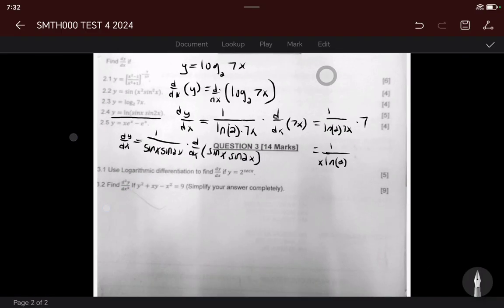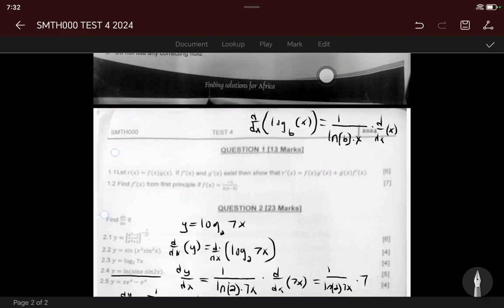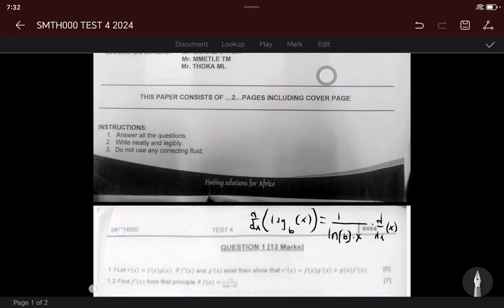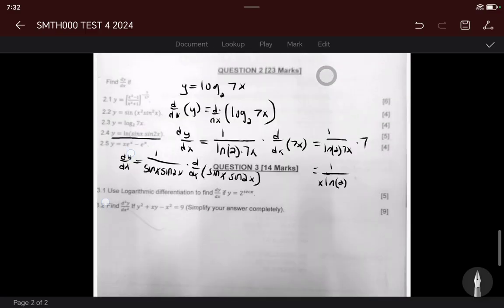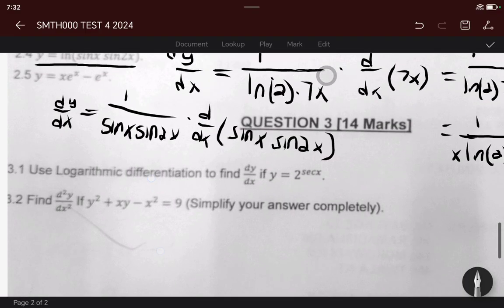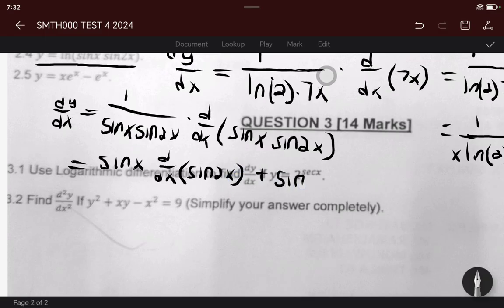So I believe that this question paper, they were just giving away free marks. I think it was out of 50, they were just giving away free marks. If we check this, here I'm going to use the product rule. I can just divide this on top. First I keep sine x and then derive sine 2x, plus now I keep sine 2x and then derive sine x.